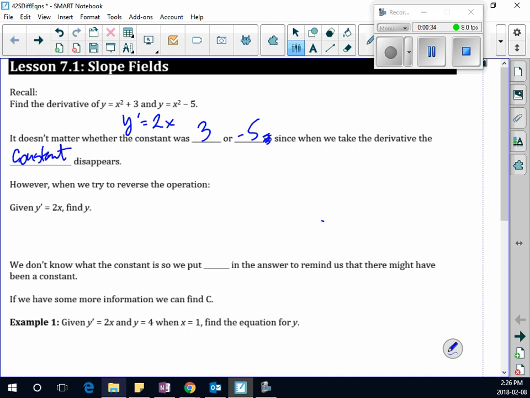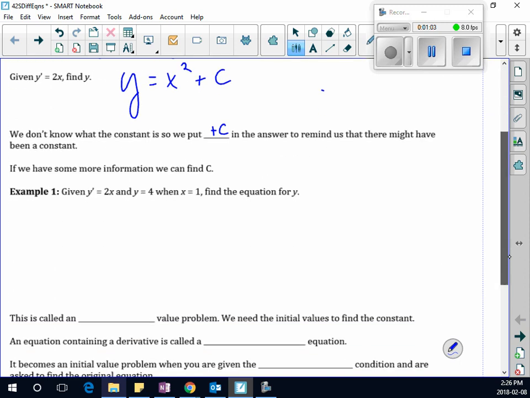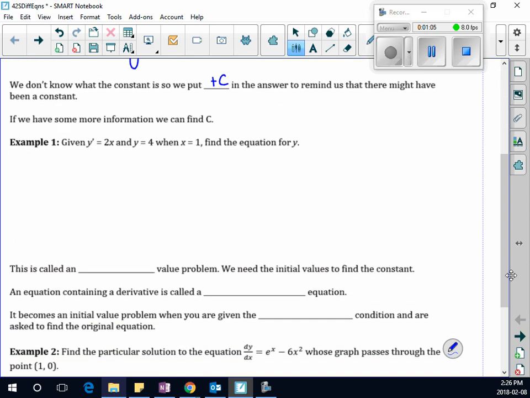However, when we try to reverse the operation, we find the antiderivative of 2x. What do we get? y equals x squared plus c. We don't know what the constant is, so we put plus c, don't forget the c in the answer, to remind us that there might have been a constant. So if we have more information, we can actually find the c.